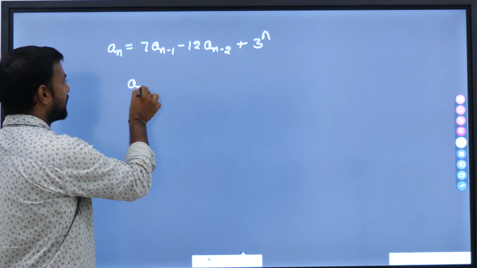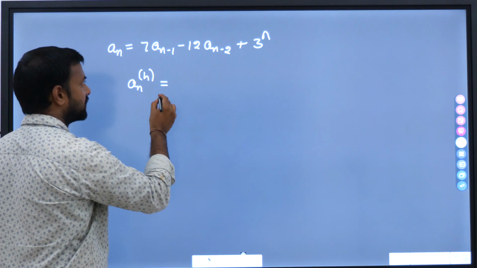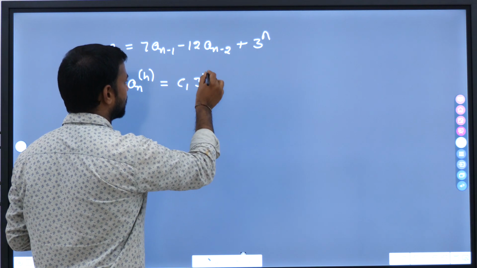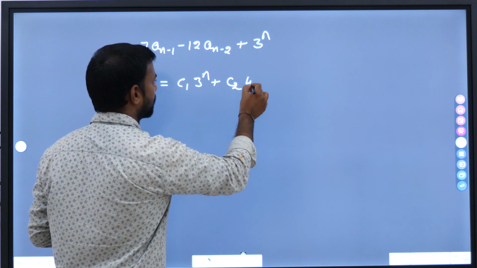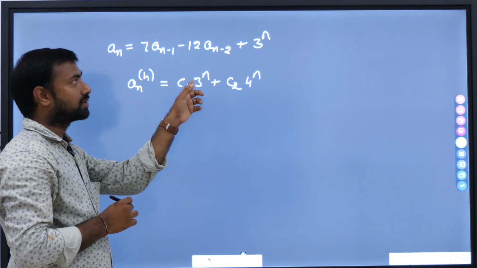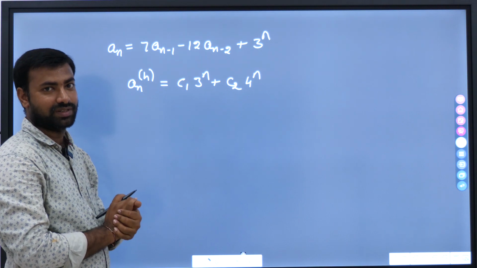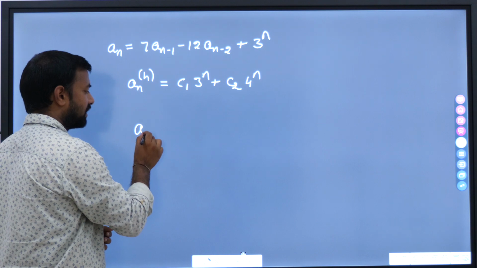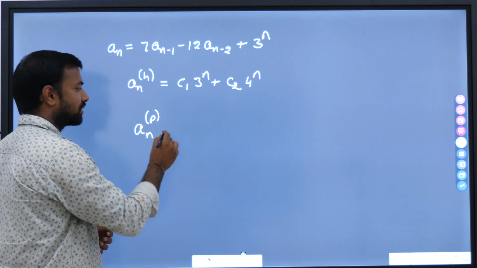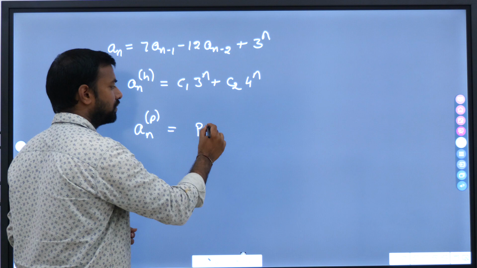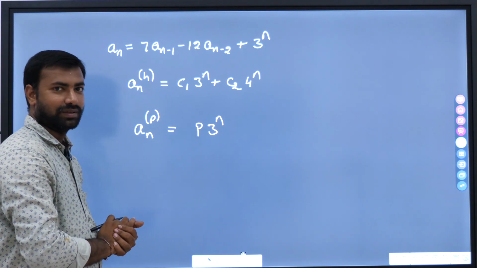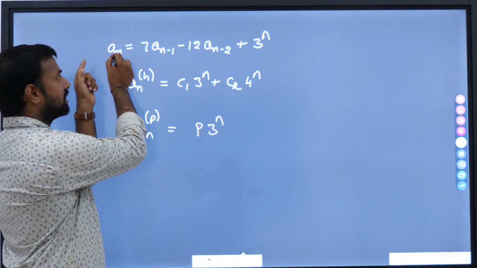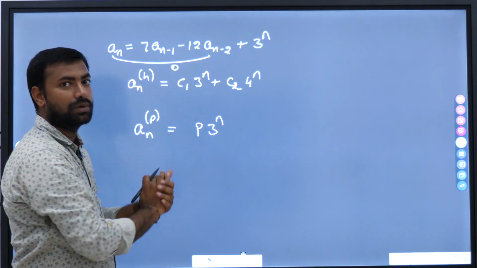Because if you look at a_n^(h), which is C1 into 3 power n plus C2 into 4 power n, this 3 power n is a solution of the corresponding homogeneous equation. So therefore, what is a_n^(p)? You are not allowed to take p into 3 power n. Okay, because when I substitute this, a constant into 3 power n in this expression becomes 0. That can never be equal to 3 power n.